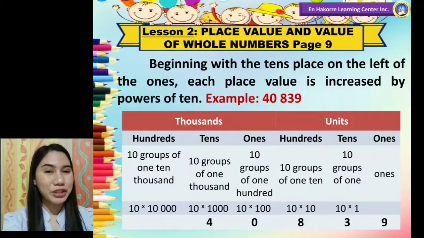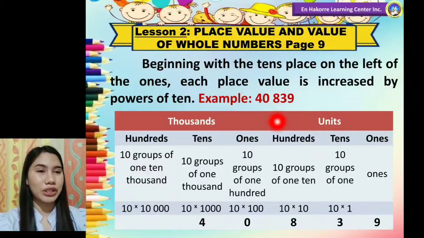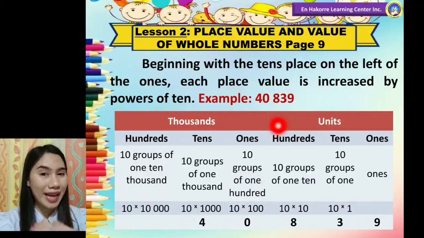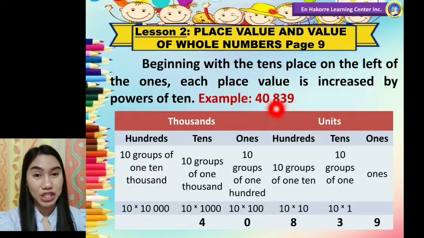So we have there, children, an example of numbers present in the ones to thousands place. Our example is 40,839. In 40,839, let us identify the place value and value of each digit given in this number.